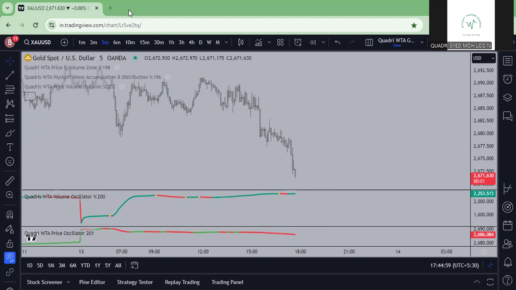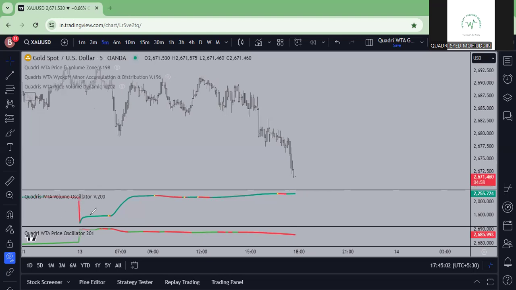These are the two indicators which I have. These are the tools which you can have in your arsenal for trading, for identifying the most tradable situations, either upwards or downwards.